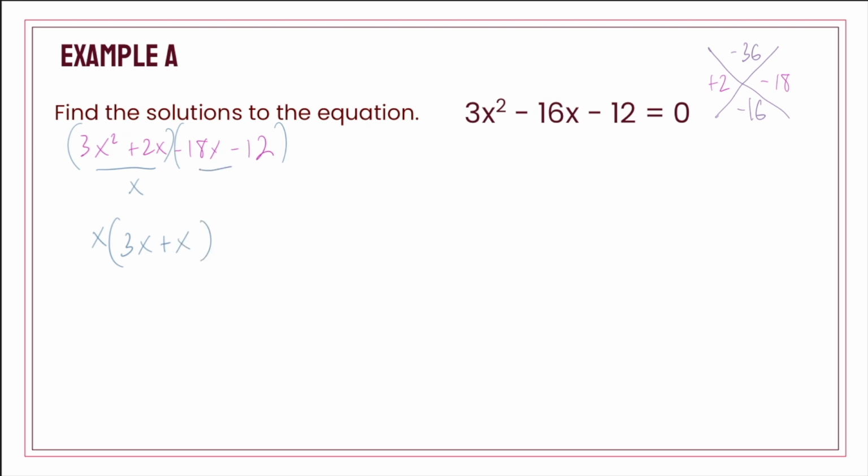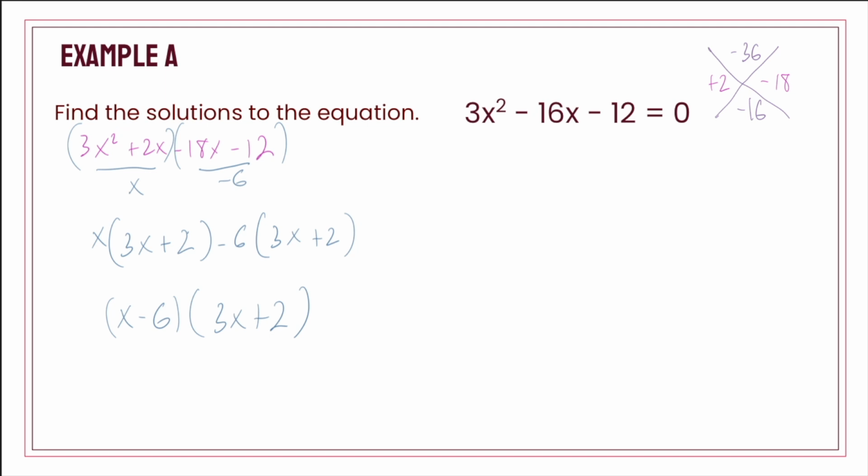On the other side, it looks like we're going to pull out a negative 6 in this case. So negative 18x divided by negative 6 is going to give us 3x. Negative 12 divided by negative 6, positive 2. All right, so now that we've got that, we can go ahead and set our terms. So if we're going to pull things out, we've got x minus 6 as one of our factors. And on the other side, we've got 3x plus 2. So those are our two factors, but we're not done because we're looking for our solution.